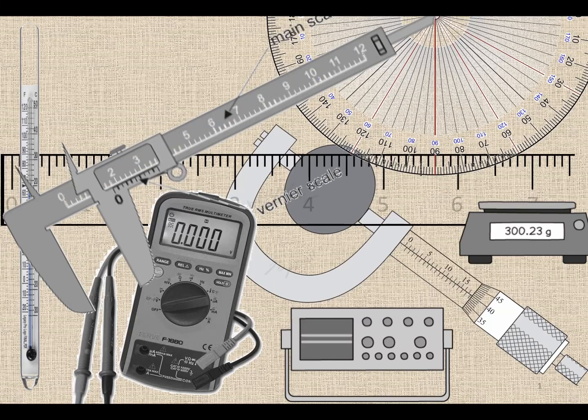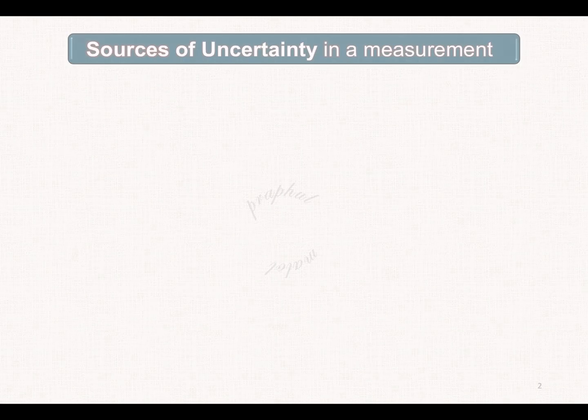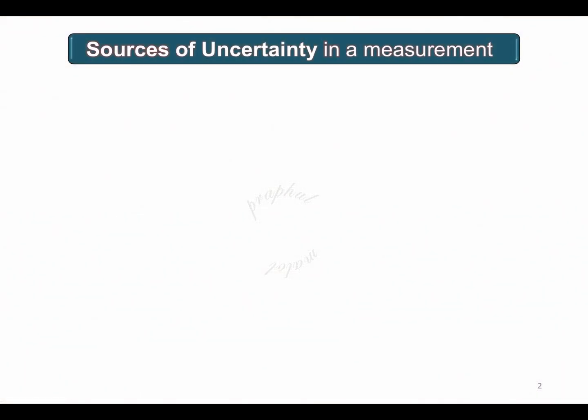Hello students, today we are going to discuss uncertainties in physics practical. Let us see what the main sources of uncertainty in a measurement are. You can classify the sources of uncertainty into three major categories.